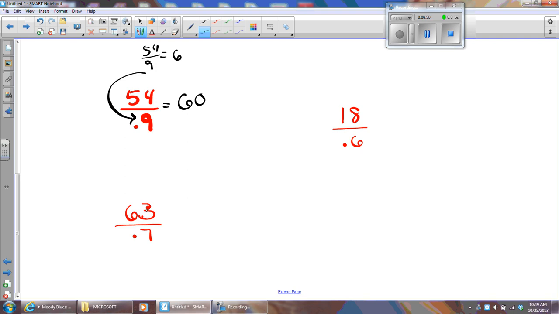Okay, 63 divided by 7 is 9. This will be 90. And then 18 divided by 6 is 3. And so this will be 30.